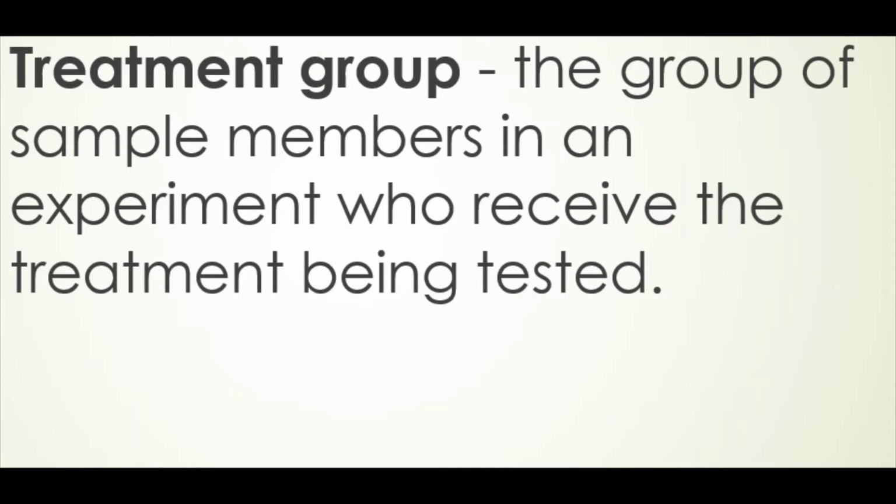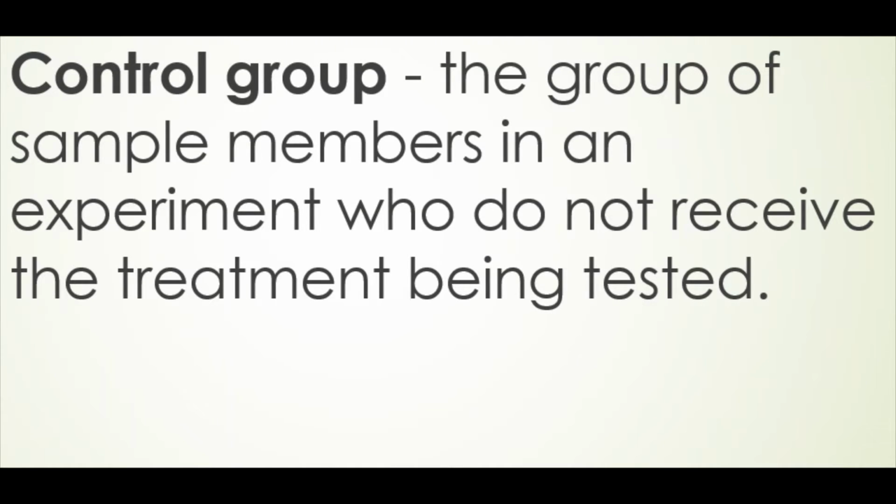In an experiment, we usually will divide the sample into two groups, a treatment group and a control group. So the treatment group is the group of sample members in an experiment who receive the treatment being tested. So remember, we're trying to make an observation or make an inference about a population. And so we chose a sample from that population. And now we're taking our sample and we're splitting it into two different groups. One group that will receive the treatment and one group that will not. So the group that doesn't receive the treatment is called the control group.